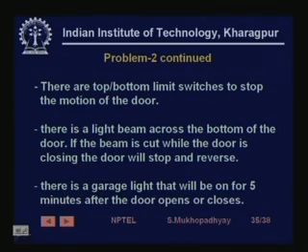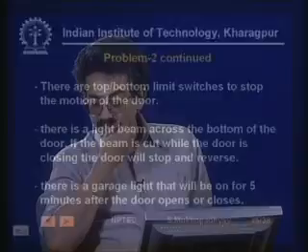There is a garage light that will be on for 5 minutes after the door opens or closes. So you have a garage light which stays on for 5 minutes after the door opens or closes. You have to use a timer here. So any time you do an operation, the light is going to go on and stay on for 5 minutes. Okay.